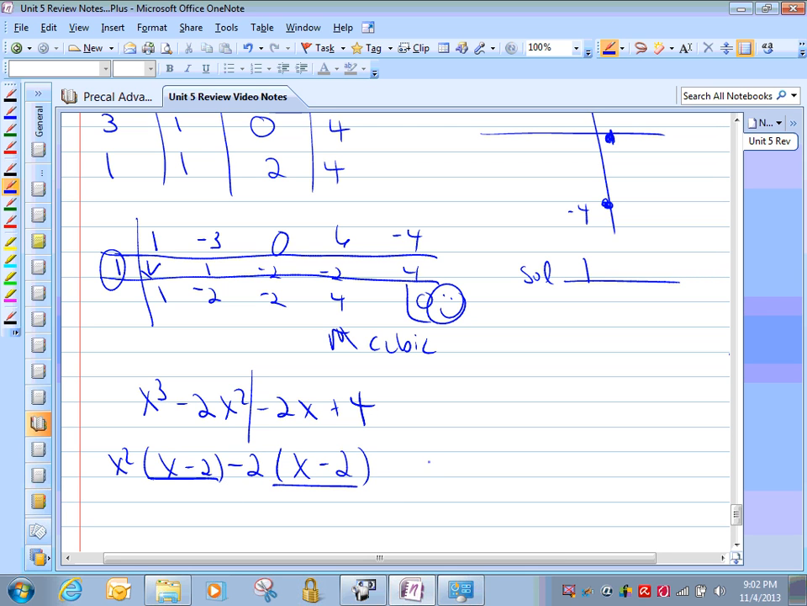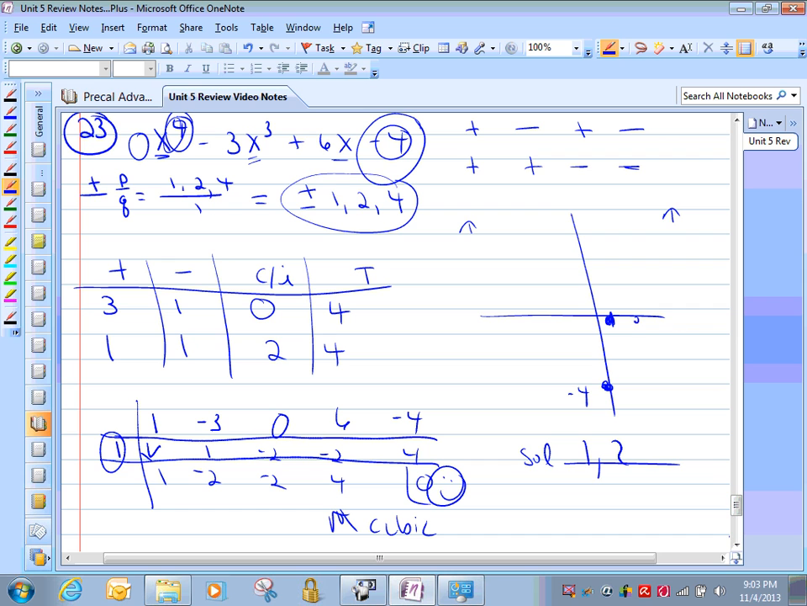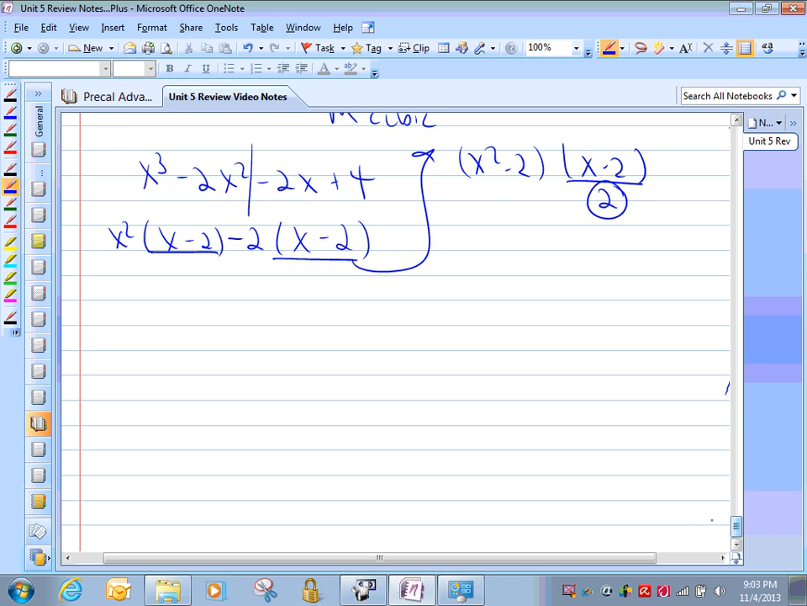I believe it worked. So in this case, we would have x squared minus 2 and x minus 2. All right, well, for x minus 2, the zero is 2, and that's what we're looking for. So we know we have a zero at 2. And now for x squared minus 2, we would have x squared equals 2, and we would take the square root, and we would have x equals positive or negative square root of 2.